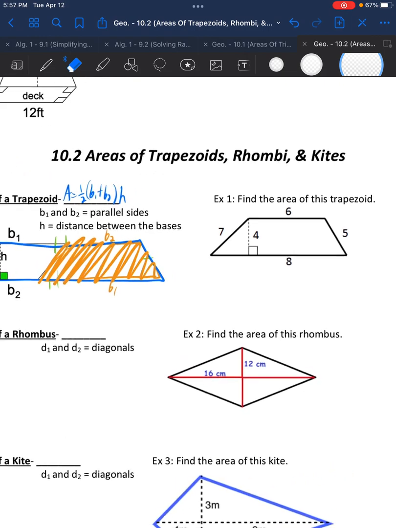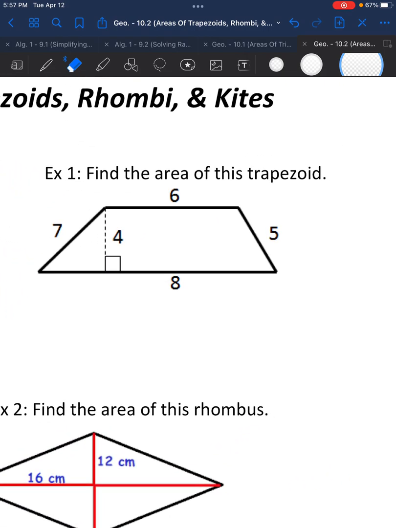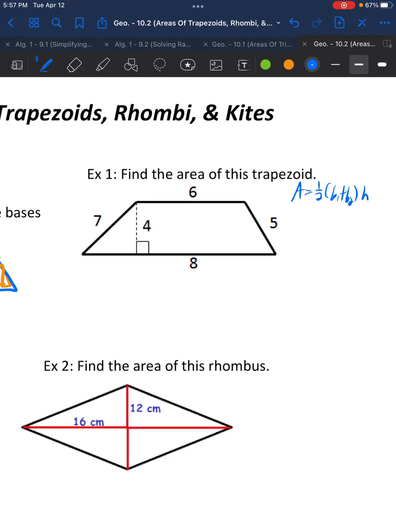So we're going to use that formula to help us with example 1 here. Example 1, we have a trapezoid. We're told one leg is 7, another leg is 5, one base is 6, another base is 8, and we have a height here of 4. So for our formula, once again, area is equal to 1/2 (base 1 plus base 2) in parentheses times the height. So we need to know base 1, base 2, and the height.